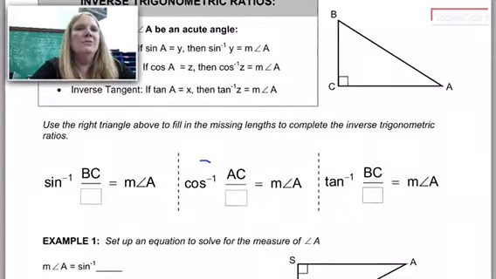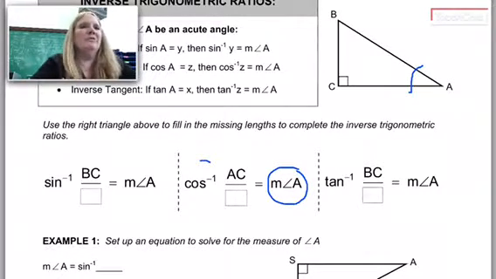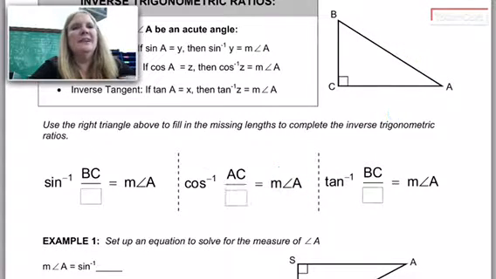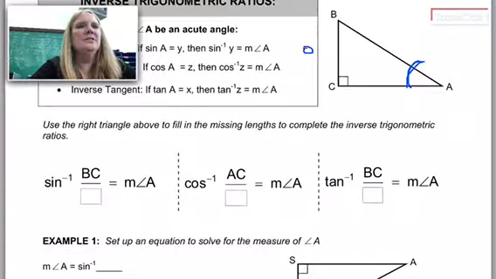Let's look at the next one. We have the inverse cosine, and again we're looking at the measure of angle A. That's better to kind of work from reverse. So cosine is adjacent, so this would be my adjacent side from angle A over the hypotenuse. So it would be AC over BA. And then tangent. So the inverse tangent, looking at angle A, it is opposite over adjacent. So it would be BC over CA or AC.